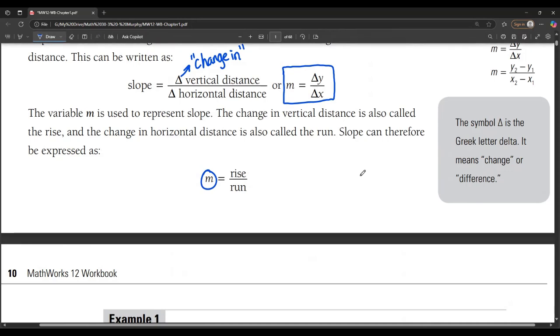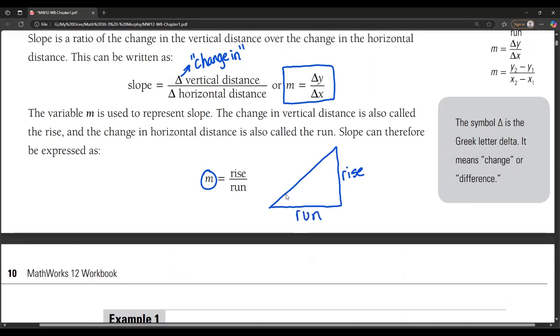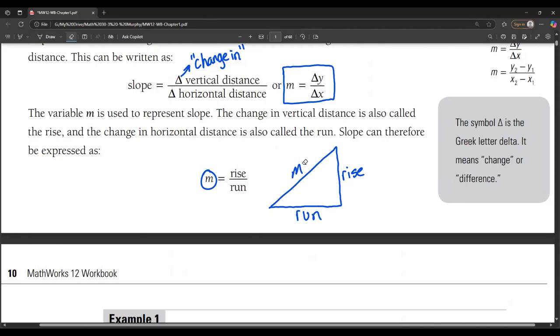So you can sum it all up by going slope, which is this m right here, equals rise over run. So just a typical drawing would look like this. So rise, run. And m is not here. A lot of people think that's m. That's not. Okay, that's the hypotenuse.